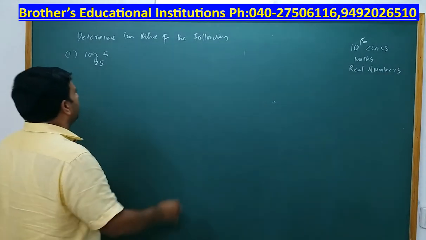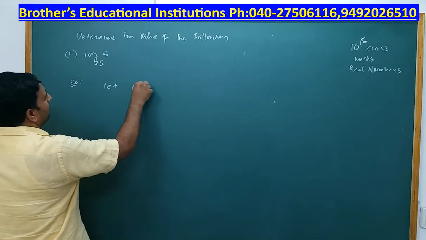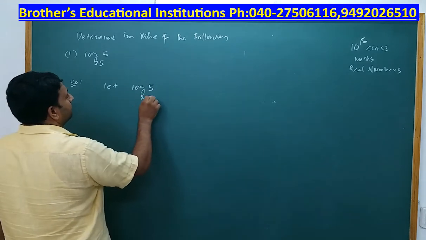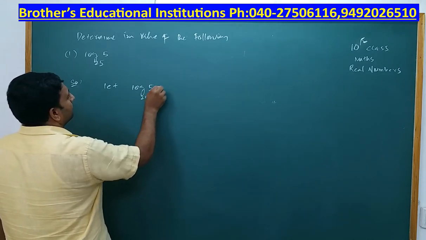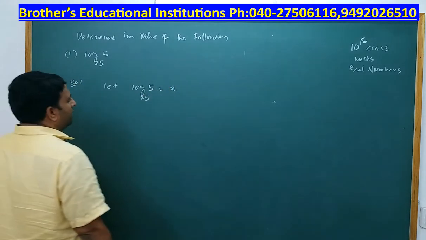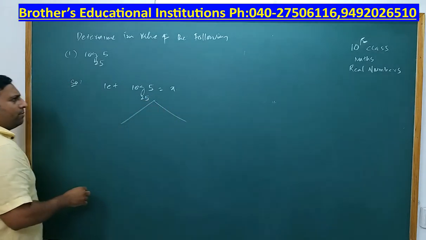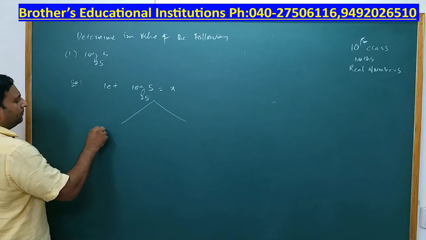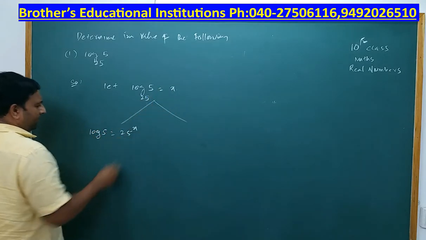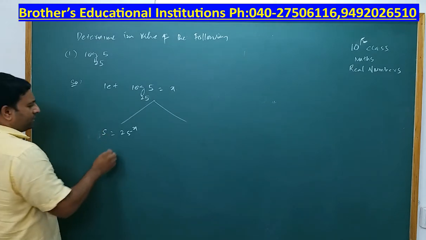Please listen to the problem carefully. Solution: I will say let log 5 to the base 25 is equal to x. Now from here I can do this problem in two different methods. 5 can be written as 25 power x.